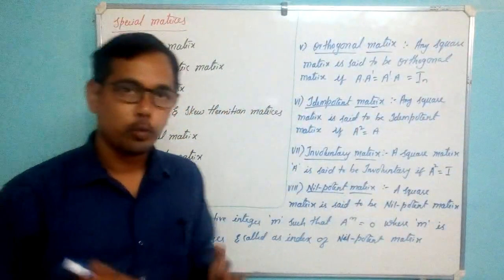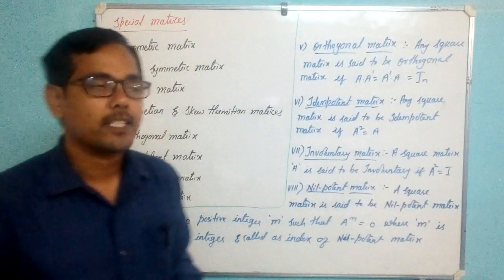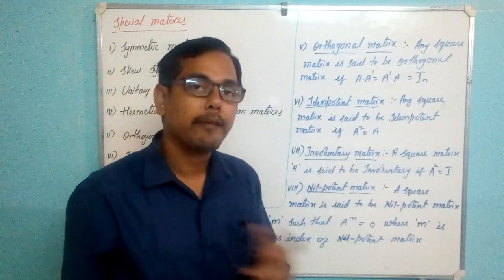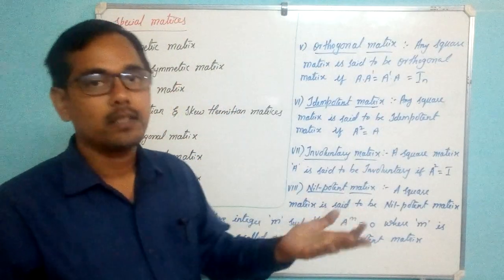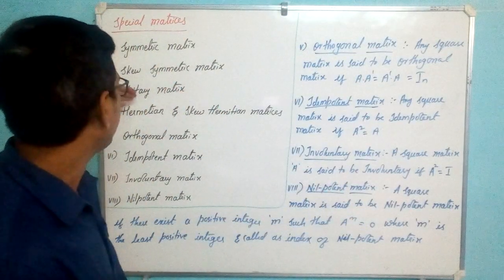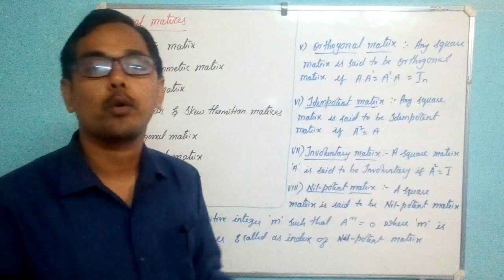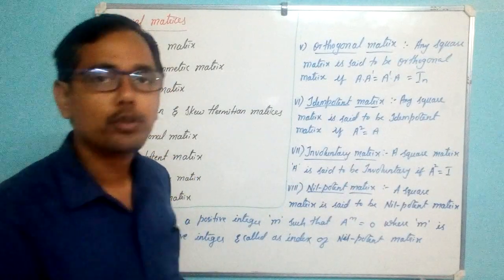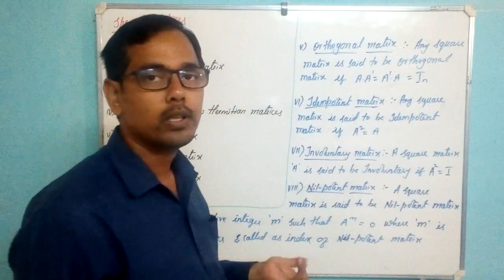So friends, I hope that previous concept is clear. Let's move on to the next type. We have already discussed 4 types, that is symmetric, skew symmetric, unitary, and Hermitian and skew Hermitian matrices. I hope those things are clear. Let's proceed to the next one.